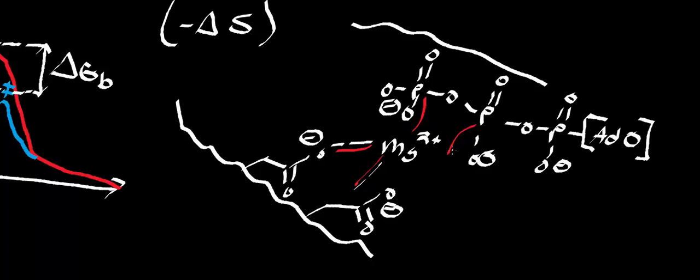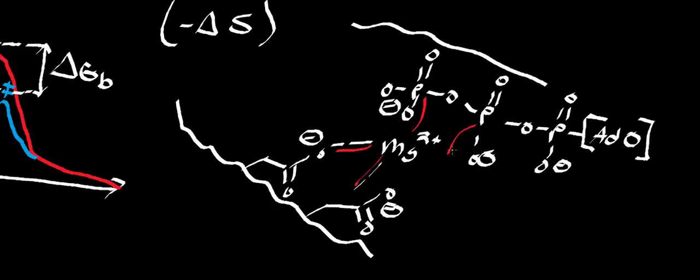Now you can imagine that if I have a magnesium ion that's chelating the incoming ATP, that's a very stabilizing effect. In general, negative delta S's correspond with stabilizing, where you're going to a more stable state. So let's think, for instance, what happens if I don't have this magnesium? What happens to the ATP?